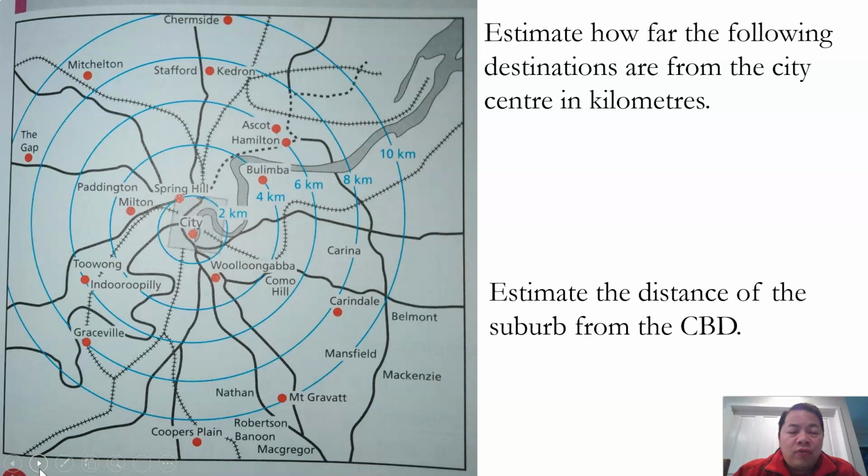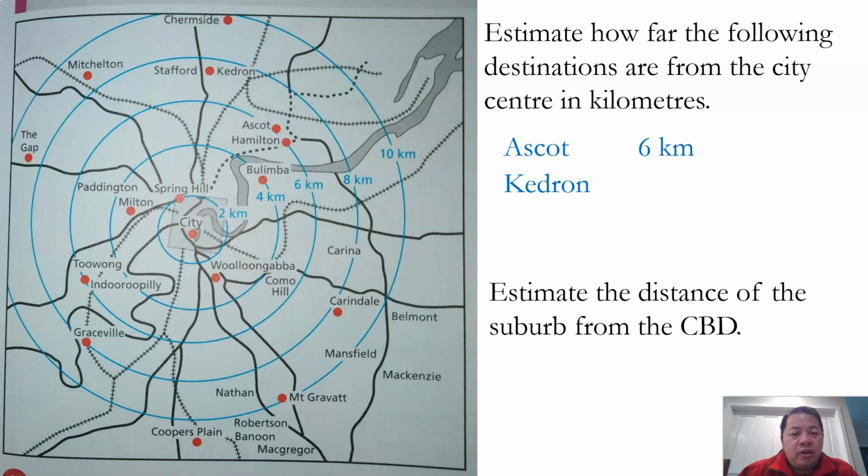So you have to look out for the various suburbs from the city. You're supposed to estimate how far the following destinations are from the city. I'm completing 3 of them for you. For example, Ascot. Ascot is located here, and the city is right in the middle here. You are supposed to estimate the distance between the city and Ascot. Over here is 2 kilometers, it's 4 kilometers, up to here is 6 kilometers. Can you see? So the distance between Ascot and the city is 6 kilometers.